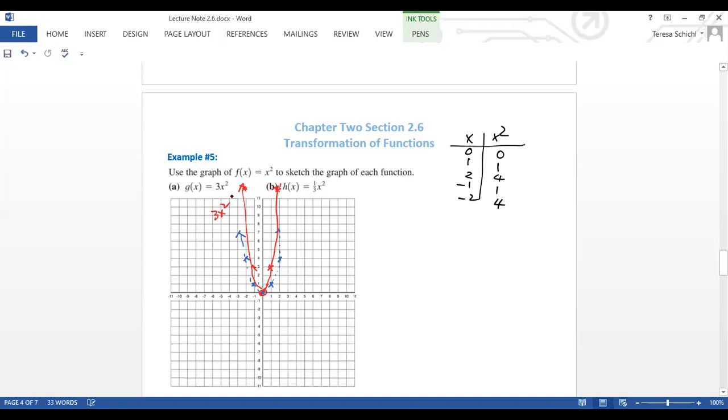So as you can see, it's kind of like what? You kind of stretch that, right? So kind of like you use a rubber band, you kind of stretch it.